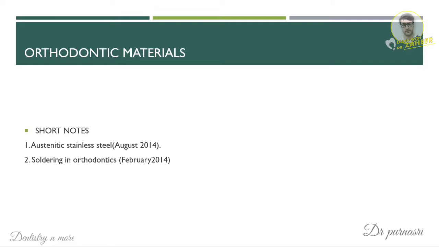Under the topic orthodontic materials, this is the last topic that we are discussing as a part of this question paper discussion. Austenitic stainless steel and soldering have been asked. This we have already discussed in this video. With that, we come to an end.